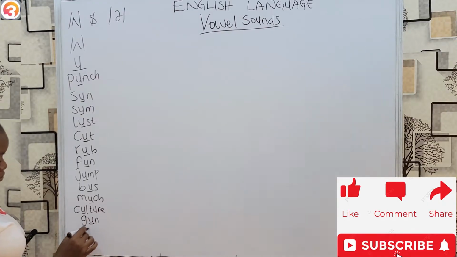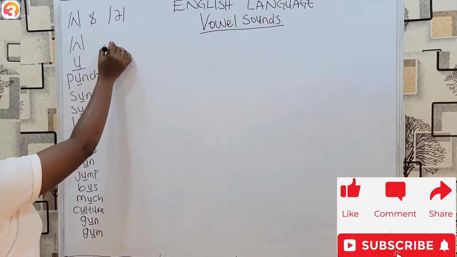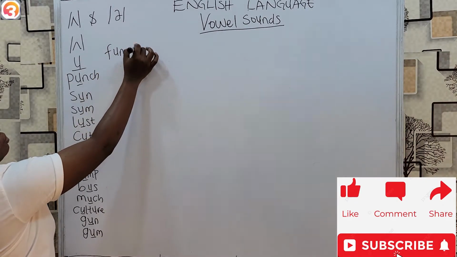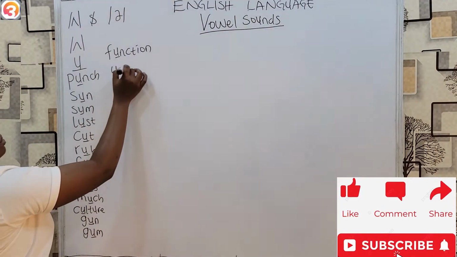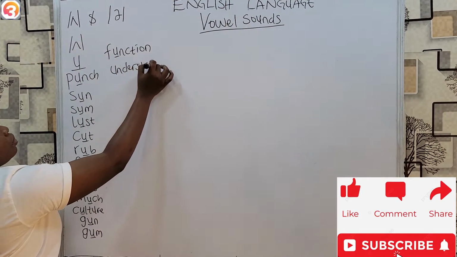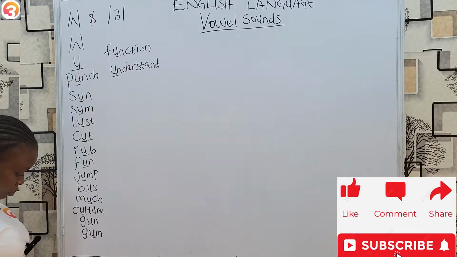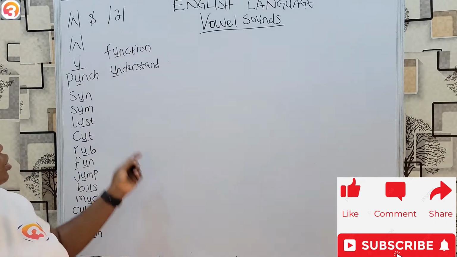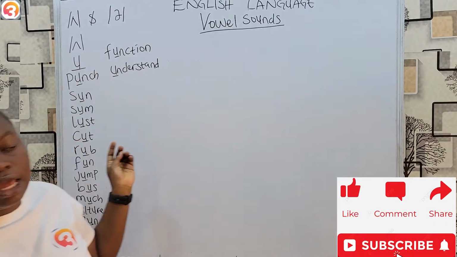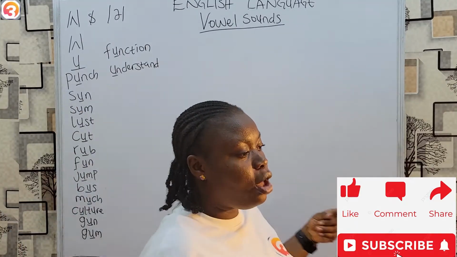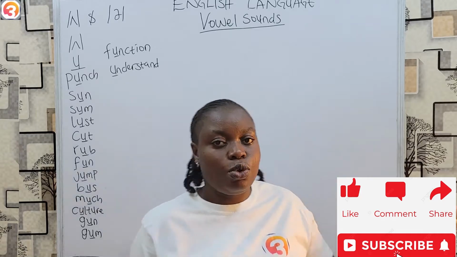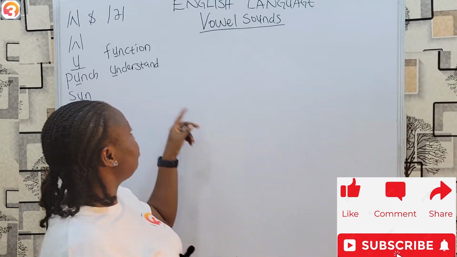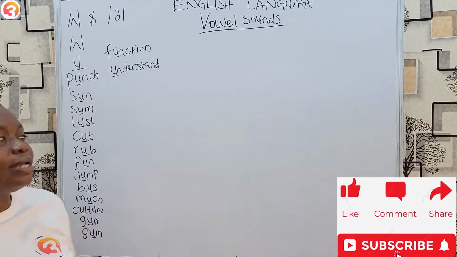We have gun, gum, function, understand. So henceforth, let's watch out for words like this containing letter U that we have been pronouncing as O in our regular everyday speech. So watch out for them. They are not actually the O sound, but the sharp ah sound.